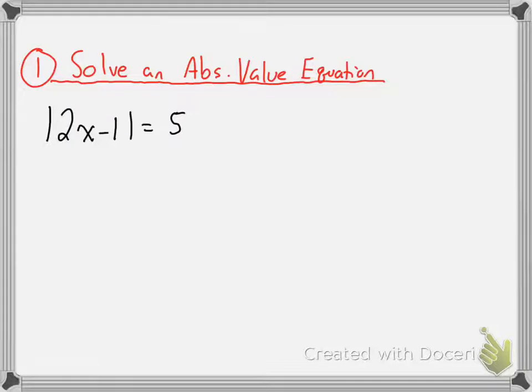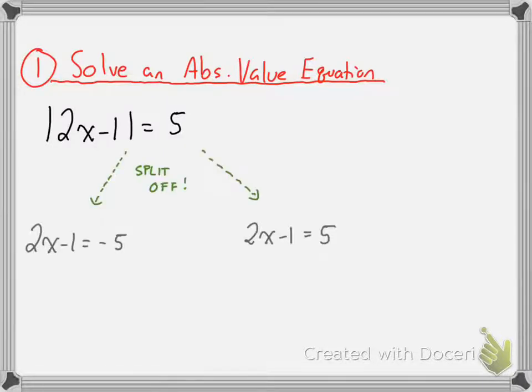So let's look at an example. Here I have the absolute value of 2x minus 1 equals 5. When I have an absolute value, I want to split it off, because when I'm dealing with an absolute value equation, it's not uncommon to have more than one solution. So I want to figure out what its quote-unquote negative solution or positive solution would be. So I want to see 2x minus 1 equaling negative 5 or 2x minus 1 equaling positive 5.